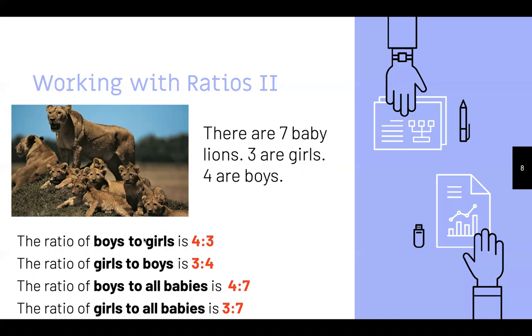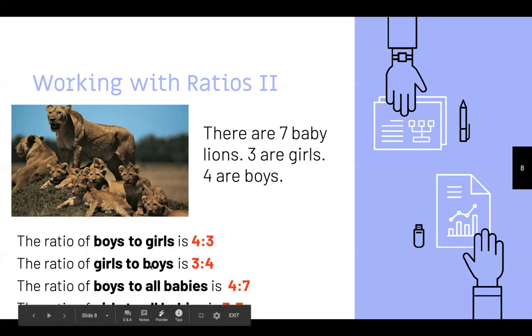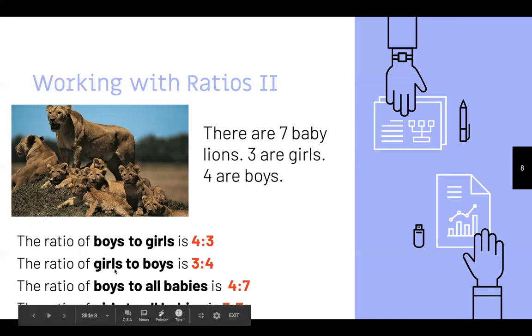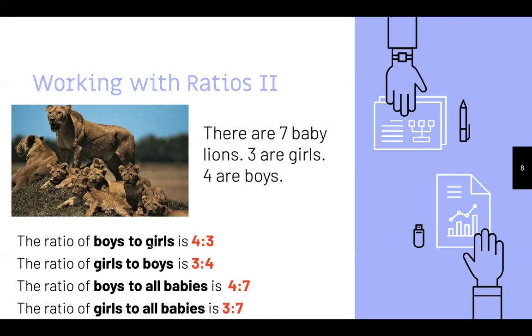Now we can say the same thing and just switch up the wording, saying girls to boys, and now we just switch the numbers. There are 3 girls and 4 boys. It's very important that for instances like this, we make sure we correspond the first number with the first amount that we're comparing. The third statement says the ratio of boys to babies. So that is saying that there are 4 boys, but there are 7 babies in all. So the boys to babies is 4 to 7. For the girls, it's 3 to 7 because there are only 3 girls.